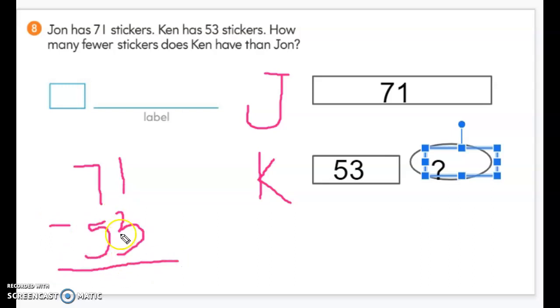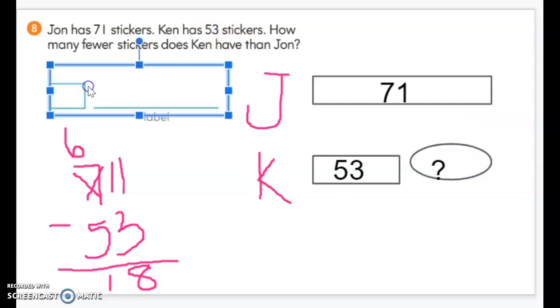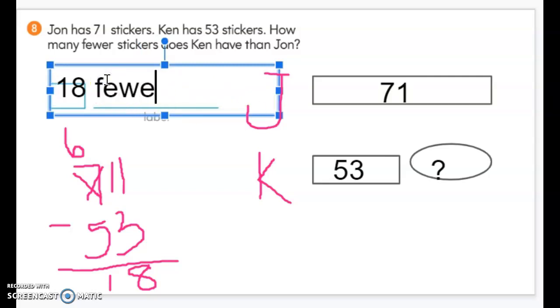If the number on the bottom is bigger than the number on the top, I go next door and knock, knock, knock. Is anybody home? Yep, so I'm going to cross out my 7. My 7 becomes a 6. My 1 becomes an 11. Now 11 minus 3. 3, 4, 5, 6, 7, 8, 9, 10, 11. 8. 5, 6, 1. So I get 18. What's my label though? Let's read the question again. How many fewer stickers does Ken have than John? So 18 fewer stickers.